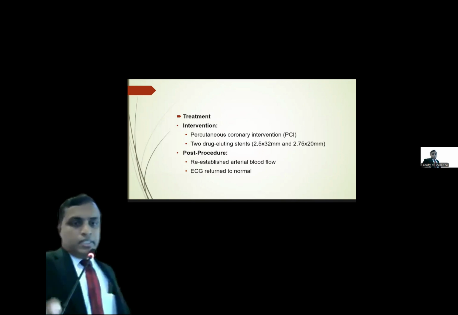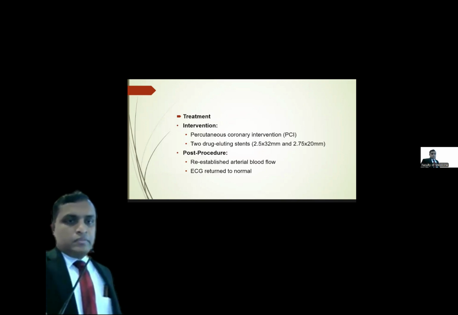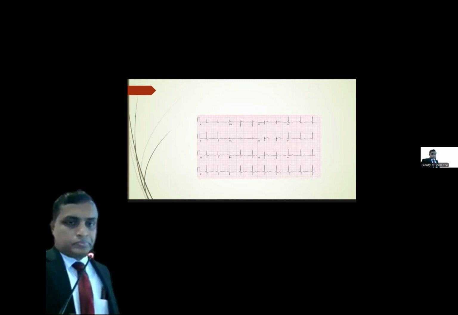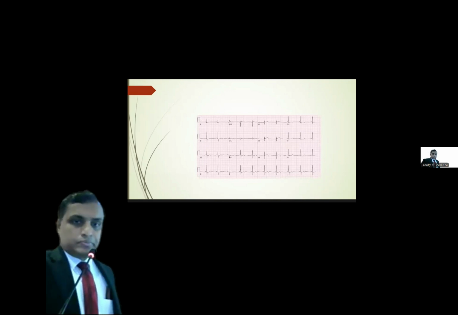So he underwent stenting with drug-eluting stents, and the ECG returned to normal because of the early intervention.